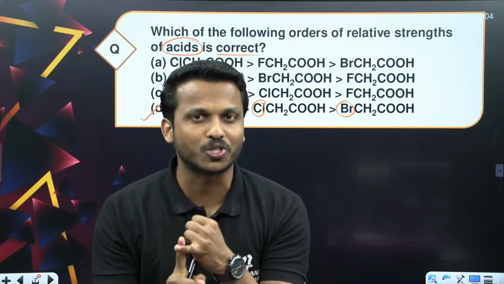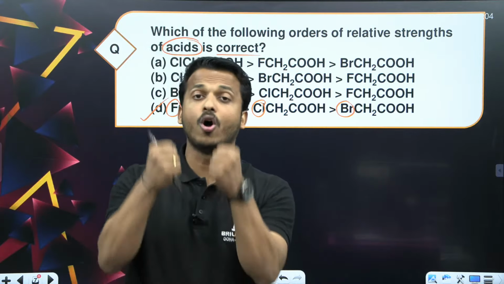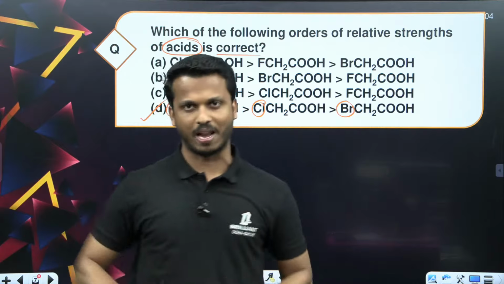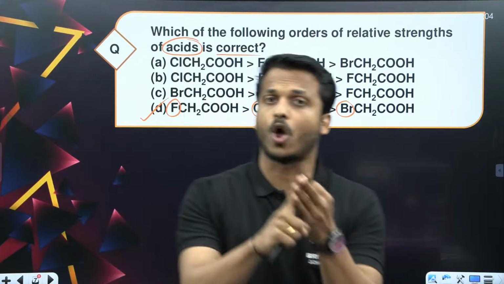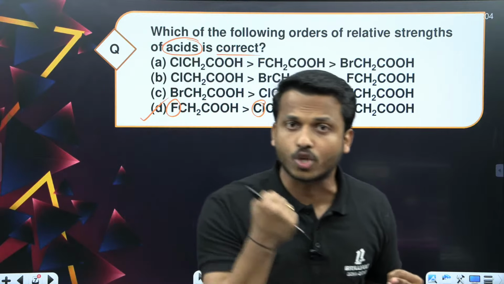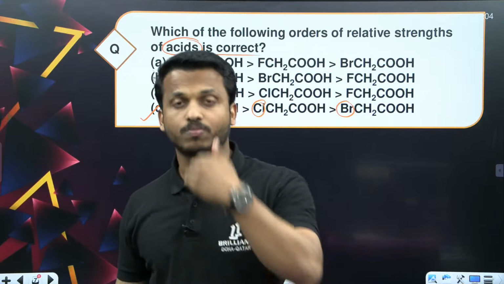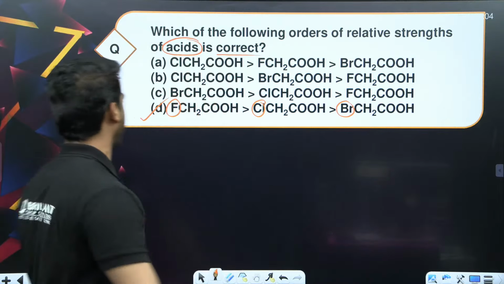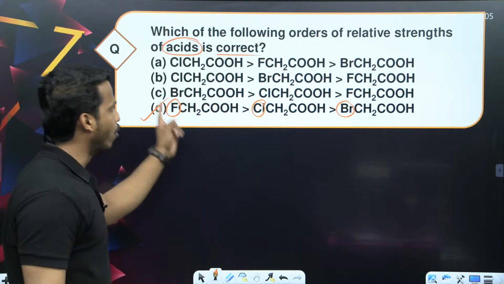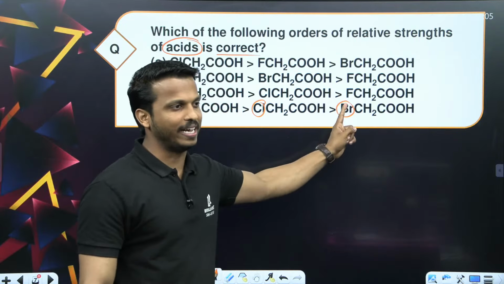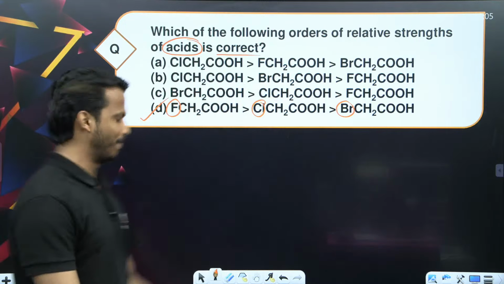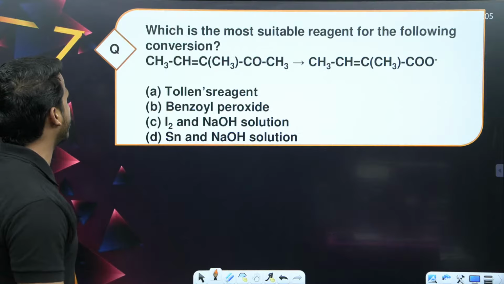You know which is the strongest withdrawing group? Fluorine is the strongest electron withdrawing group. Fluorine is the most electronegative element. So fluorine, chlorine, bromine is the order. Fluorine is the strong withdrawing group, it makes the acid more acidic. So let's go with option D, fluorine, chlorine, bromine. Option D is the correct answer. Okay, let's go for the next question.